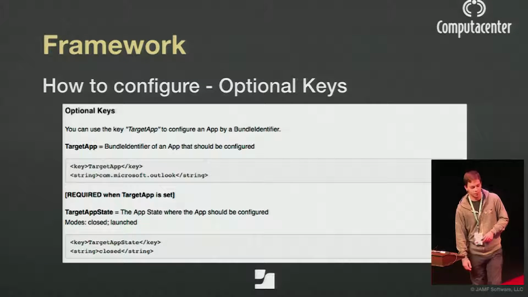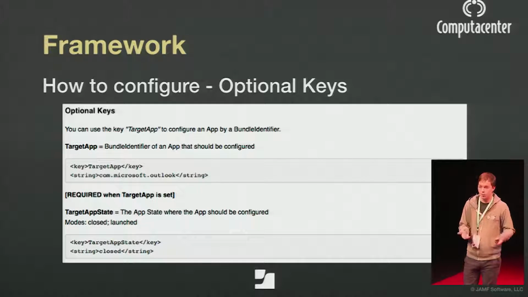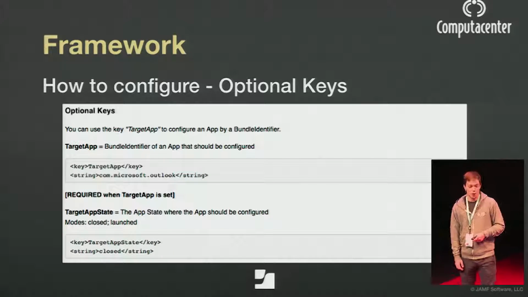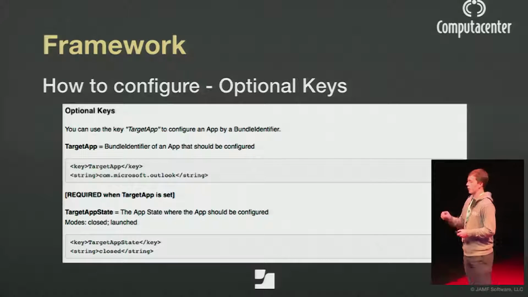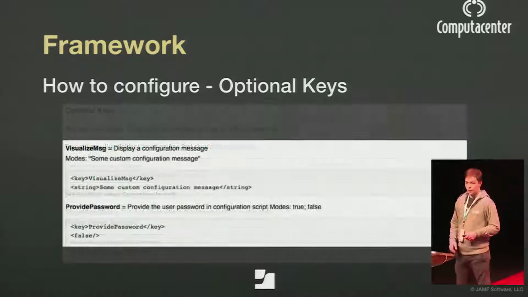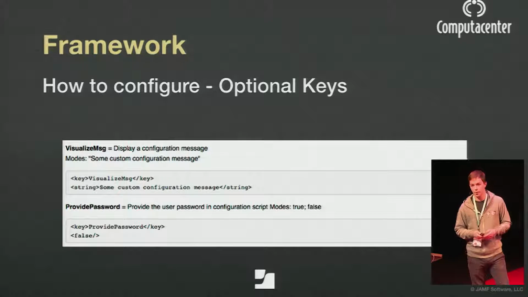And there are kind of optional keys. So the target app, you can define an app, what kind of app you want to configure. And you can also optionally define in which state this app has to be. If you do not define it, it doesn't matter. So you can log in, then you configure it directly, or you say, I set a target app state, and then it needs to be launched or it needs to be closed. It needs to be defined in which state the app is. And yeah, these visualized message and provide password are also optional.